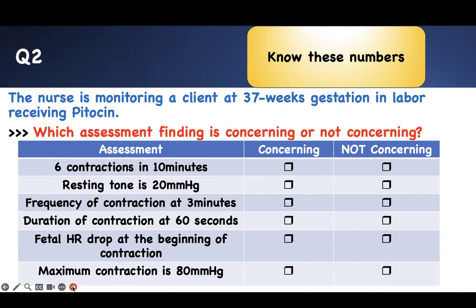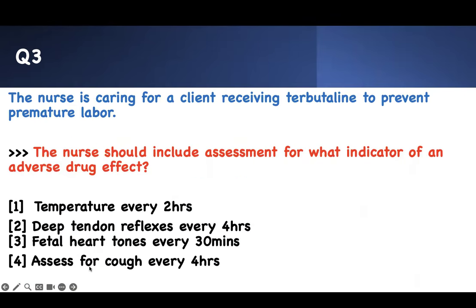5 contractions in 10 minutes is okay. 20 resting tone is okay. Frequency of contraction should be at least 2 minutes. Duration of contraction should not be more than 90. Fetal heart rate dropping, early deceleration is okay. It's due to what? Head compression, right? But that's fine, right? Those are okay. Late deceleration is bad. This is number 3.